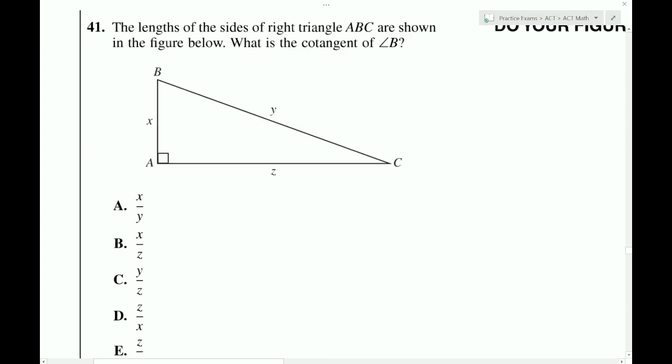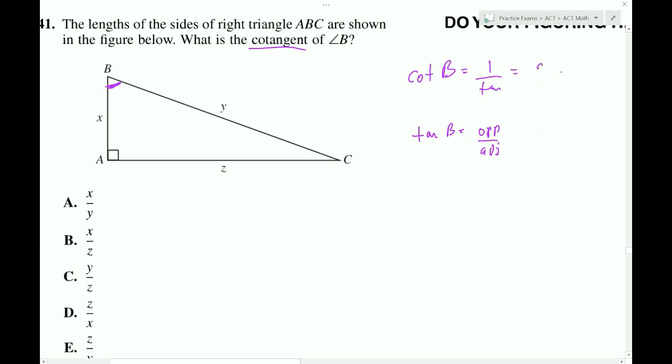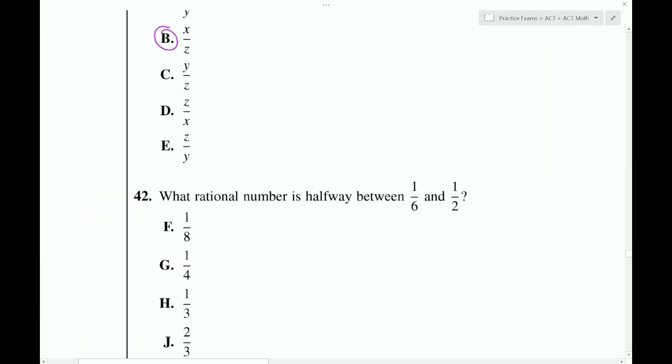The lengths of the sides of the triangle are shown in the figure below. What is the cotangent of angle B? So we're finding the cotangent. We can start by finding the tangent. We know that the tangent is opposite over adjacent. And then we know that the cotangent is 1 over the tangent, which means it's flipped over. So then it would really be adjacent over opposite, wouldn't it? From B's perspective, the adjacent side is x, and the opposite side is the one farther away, which is z. So x over z is the cotangent of B.